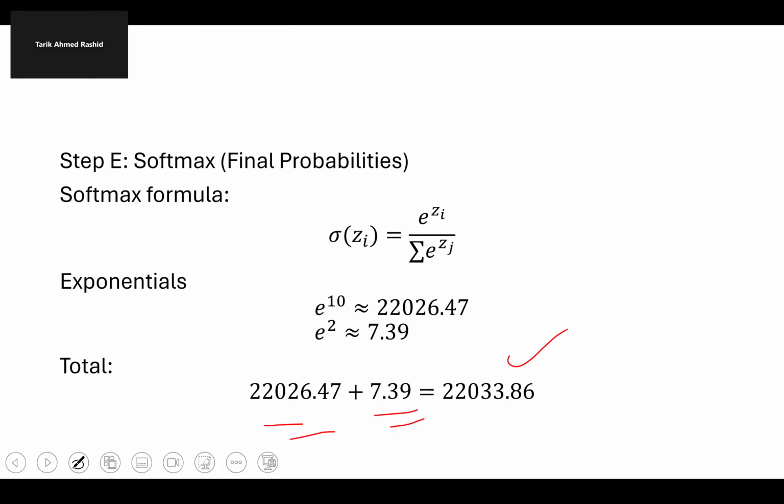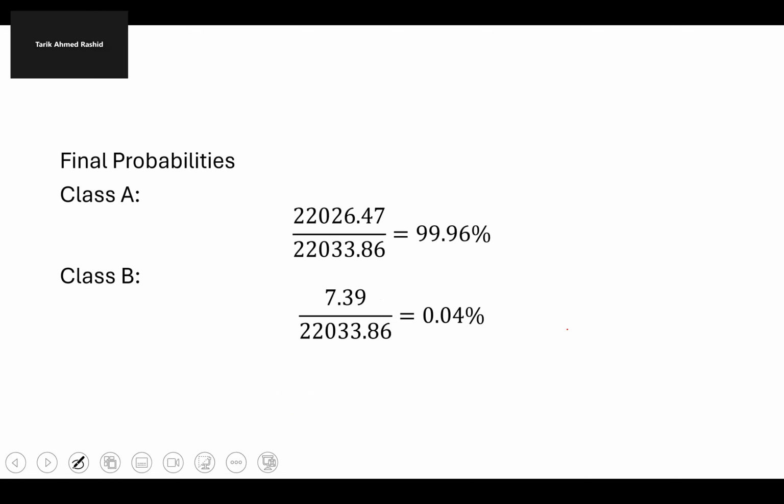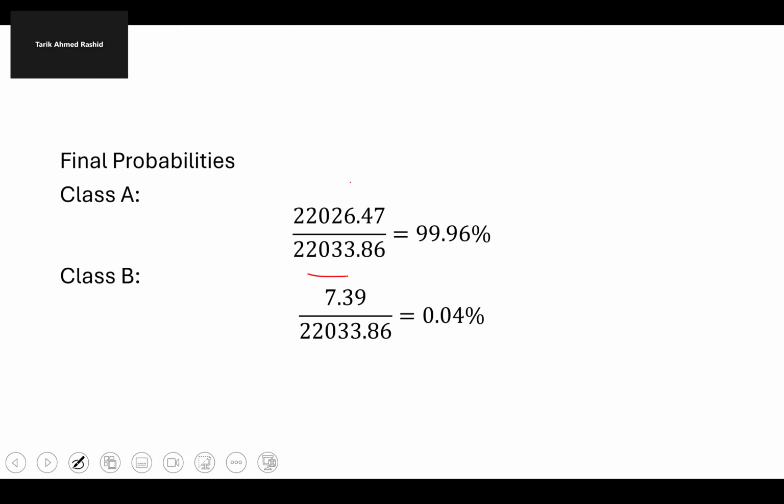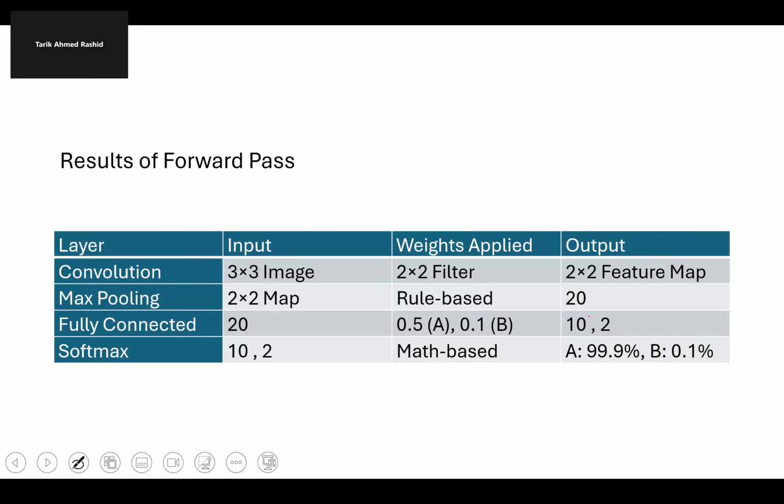That's the total sum of the two neurons, and then we will find each one of them: for A over the total, for B over the total. We found them. So A is 99.96 and B is 0.04. Now, the first part is finished.